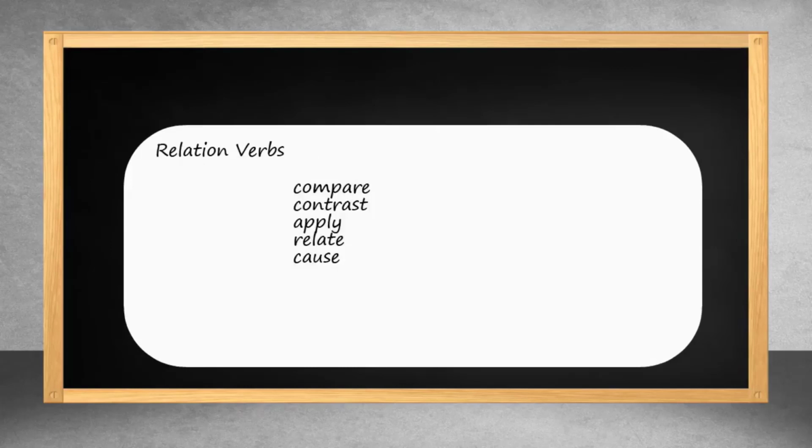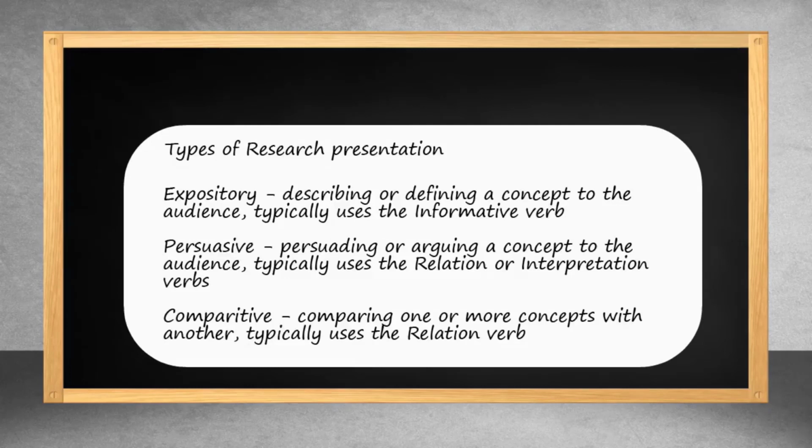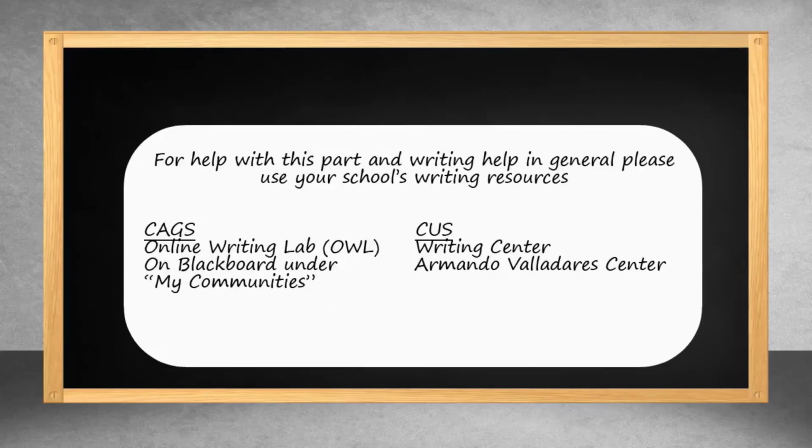Relation verbs such as compare, contrast, apply, and relate ask you to demonstrate how two or more concepts are connected. And interpretation verbs such as analyze, argue, assess, support, justify, and evaluate ask you to demonstrate an opinion on the subject, backed by evidence, of course. Each type of verb ultimately sets the course to how your research is presented. Are you to prepare a narrative, expository, descriptive, or persuasive paper? The action or acting verb should explain which one you are to pursue.